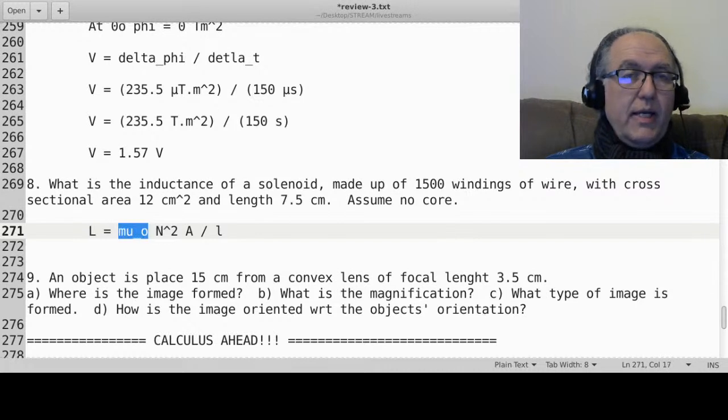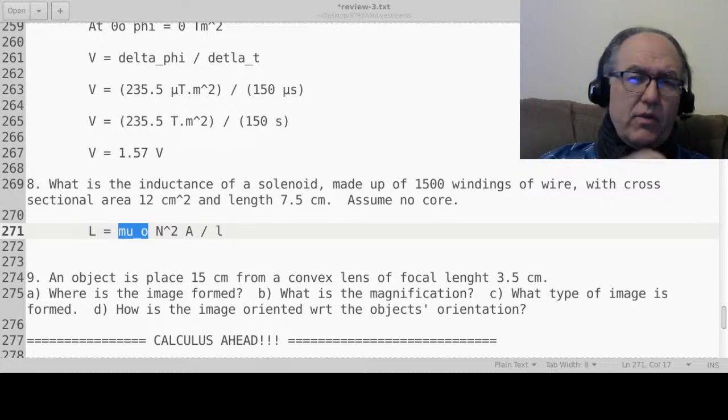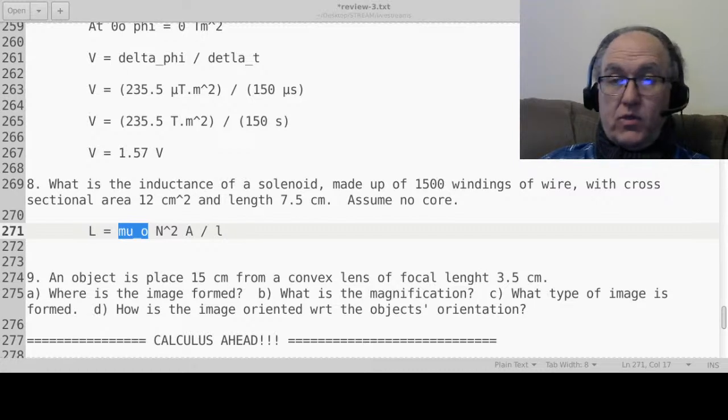Mu naught is the permeability of free space. It's the ability of free space to sustain a magnetic field. Given a certain amount of current in a certain area of free space, empty space, how much magnetic field is created. That's what mu naught is. Okay. Now, if there's something there, some material, then there's an enhanced permeability, and that's what this no core means. It means you're just going to use the raw value mu naught there.